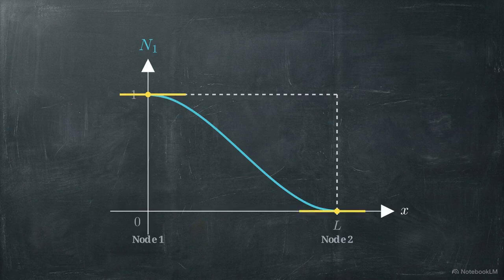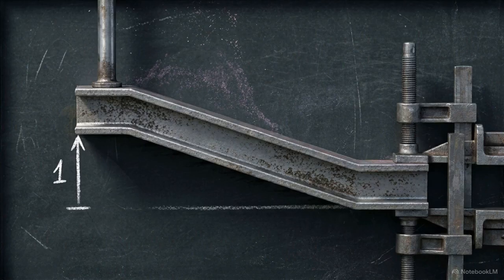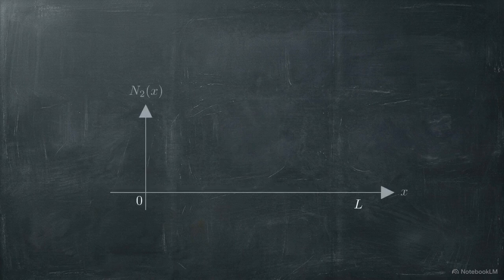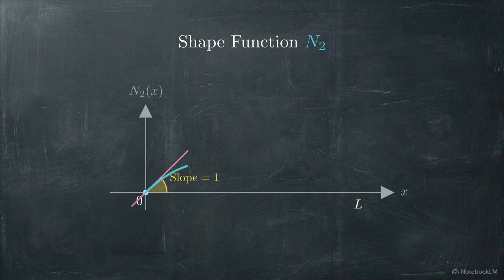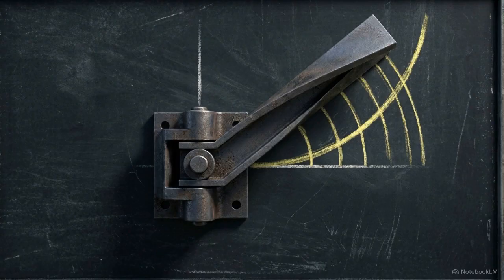This is a plot of function N1. It starts at a full vertical value of 1 with a perfectly flat initial slope. It then drops to 0 at the opposite end and flattens out again. The next function, N2, starts with a vertical value of 0, but a steep slope of 1, before returning to a zero slope at the far boundary. This corresponds to the isolated rotational slope of the first node with no vertical displacement.